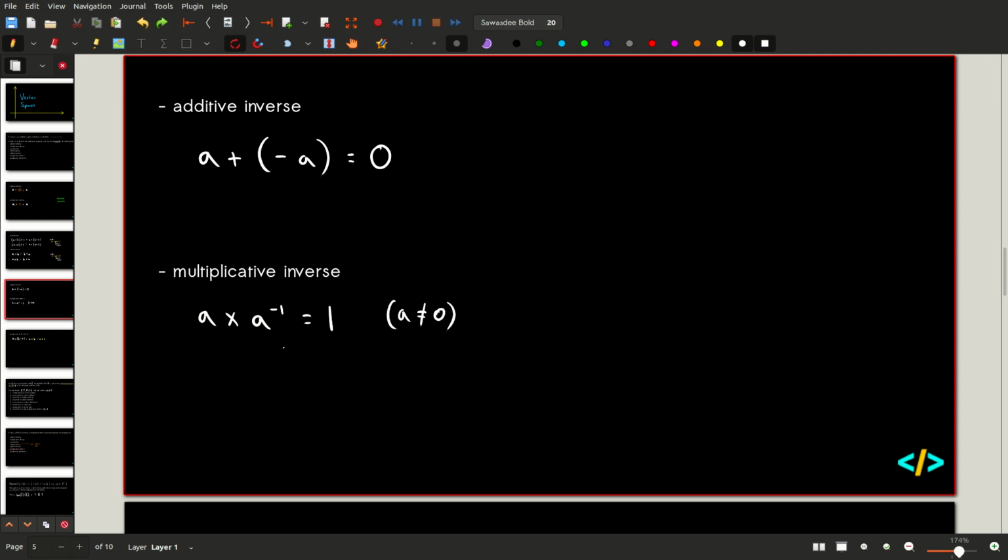Multiplicative inverse is the same, but instead of adding, we times, and our goal is to get 1 here. So multiplicative inverse says if we have a term, there exists another term we can multiply it by to get 1. Obviously, this is assuming a is not equal to 0, because this would be 1 over a, and we can't divide by 0. Yeah, so the reciprocal, essentially. For example, if we had 5, what would be the multiplicative inverse of 5?